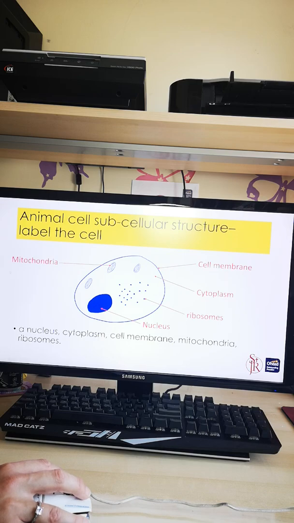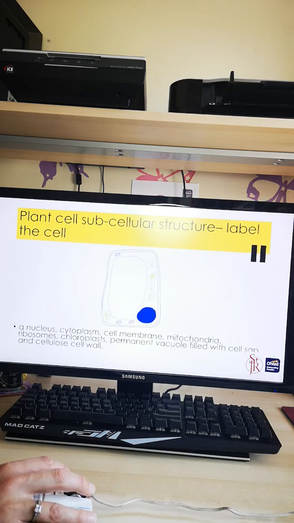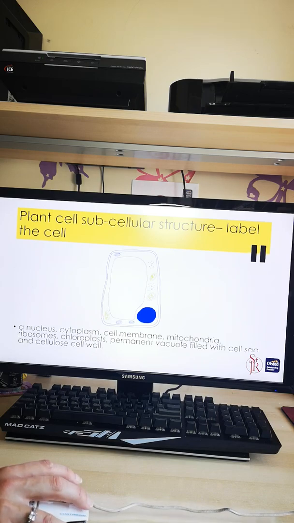Moving on then to our next cell. Can I ask you to stop the video, draw and label using the labels, and this time can you challenge yourself to come up with the functions too?